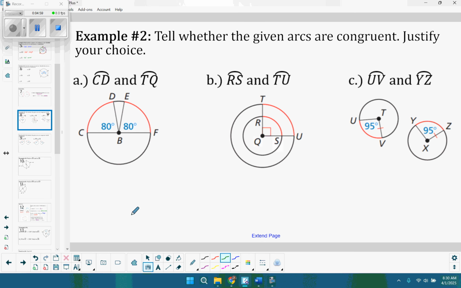In B, for RS and TU, they're the same measure because they're both based on this 90 degrees, but the radius is different. RQ's radius is different than QU's radius. So no, different radius.